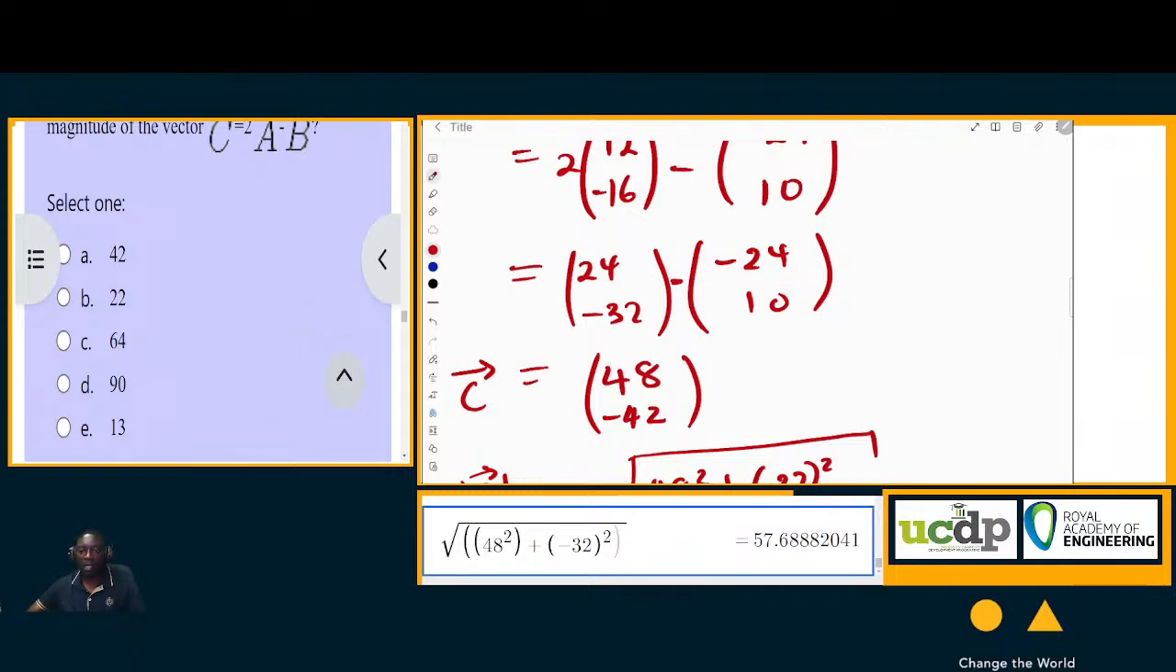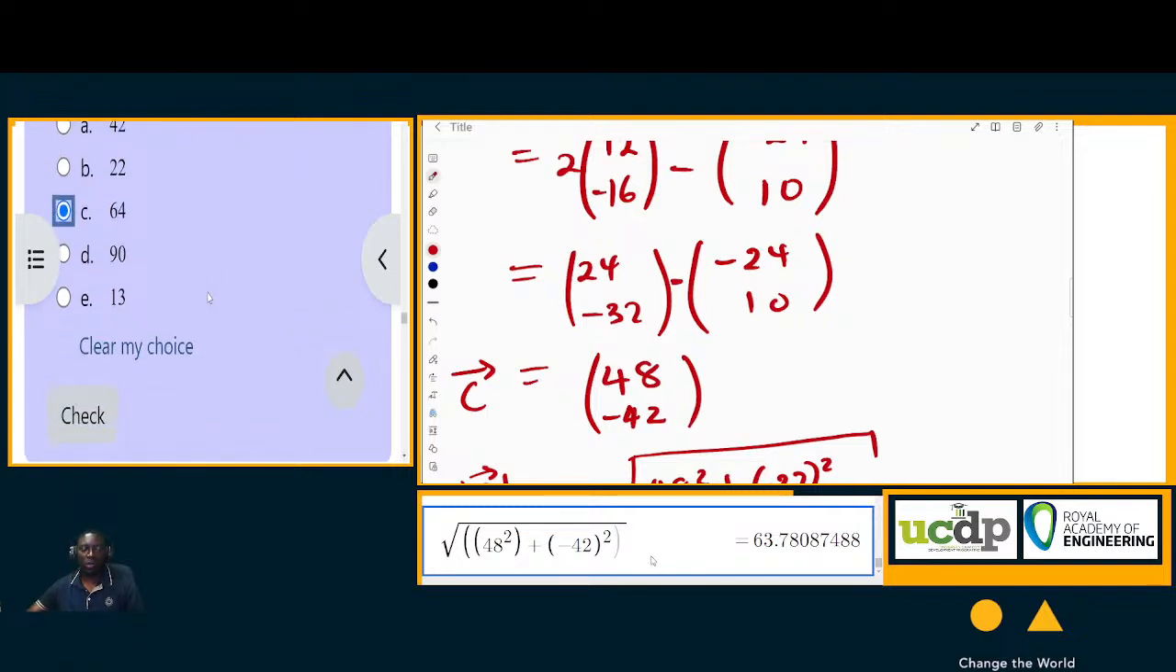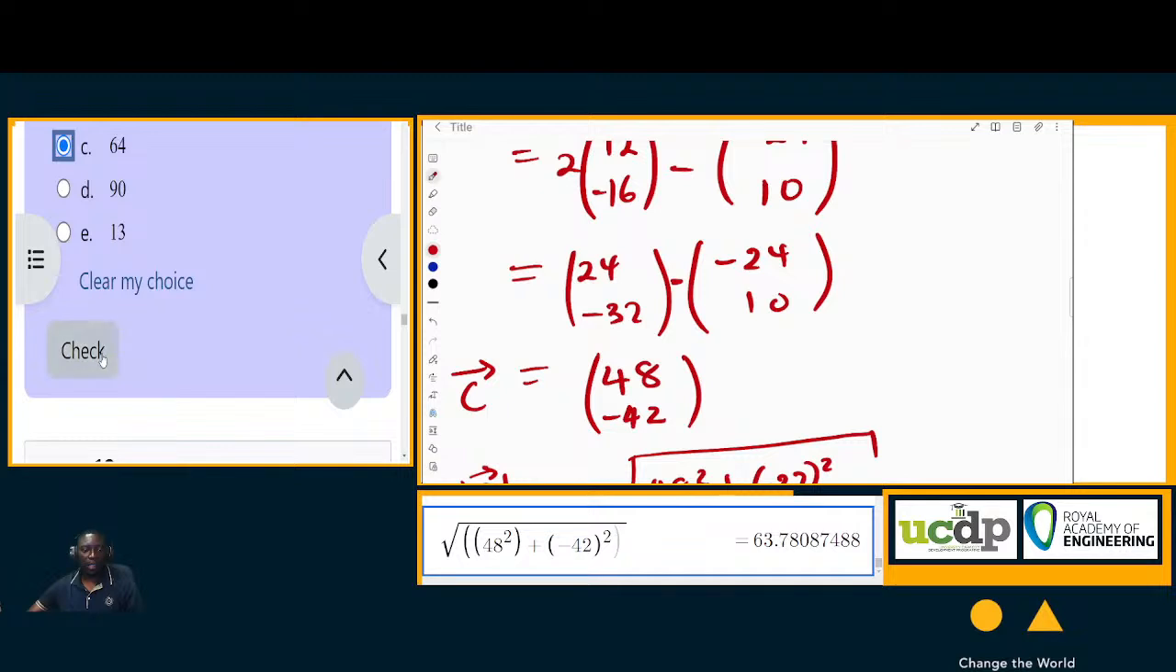subtracting negative 10. So going back to the calculator, that means we have a 42 there, and 63.7. So this is 64 to the nearest whole number, or to two significant figures. That will be 64. Let's check. So the magnitude of vector C, which is 2a minus b, should be 64.